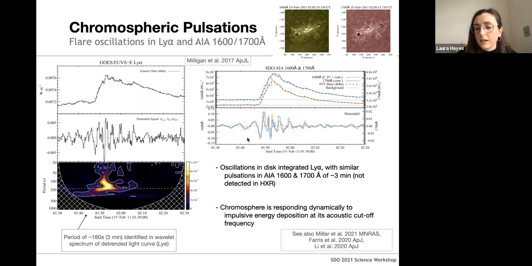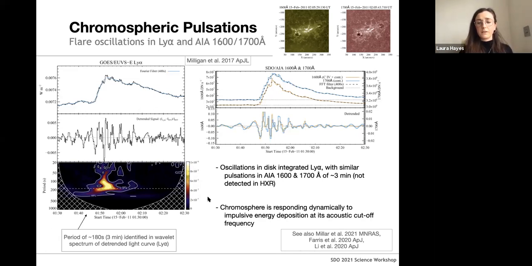So it's really suggesting that what we're seeing is an impulsive injection of energy into the chromosphere, and then the chromosphere is dynamically responding to this impulse of energy release, a deposition, at the acoustic cutoff frequency. So it's known that if we look at 1600 and 1700 channels, we usually have periods of around 3 minutes, and this injection of energy at these flare ribbons is essentially enhancing that periodicity. And more work has been done now. Here I was referencing some recent papers that have looked at this in a little bit more detail, looking at both Lyman alpha and the 1600 and 1700 channels.